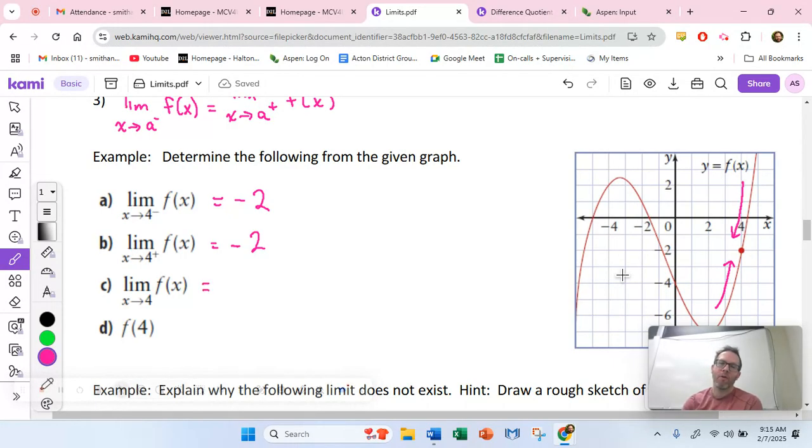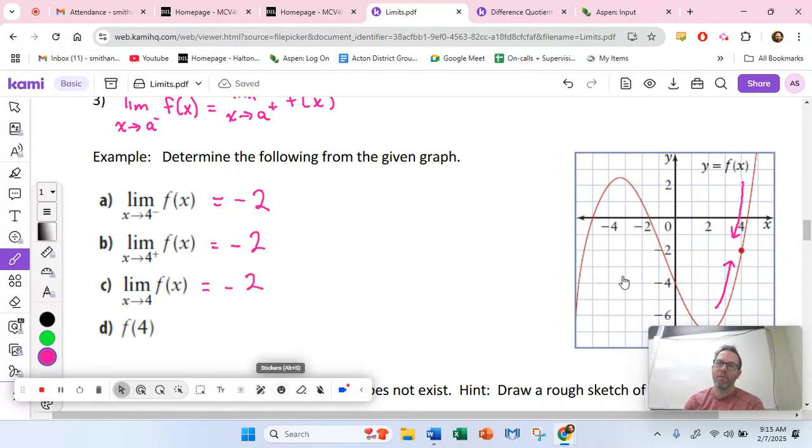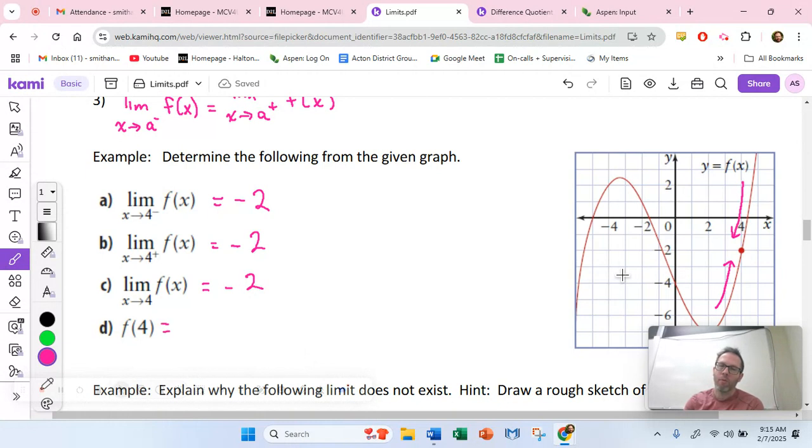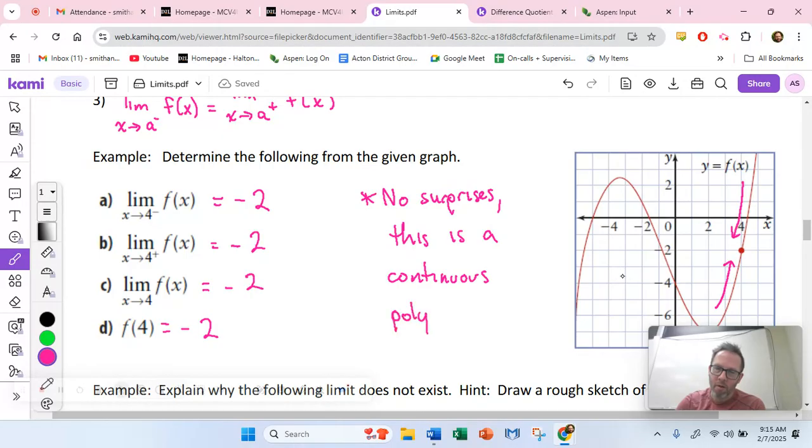So I got C for you guys. The limit as x approaches 4 is -2. And the y value, f at 4, is also equal to -2. Absolutely no surprises. I'm even going to write that down. No surprises. This is a continuous function. Continuous polynomial function. Nothing weird happened.